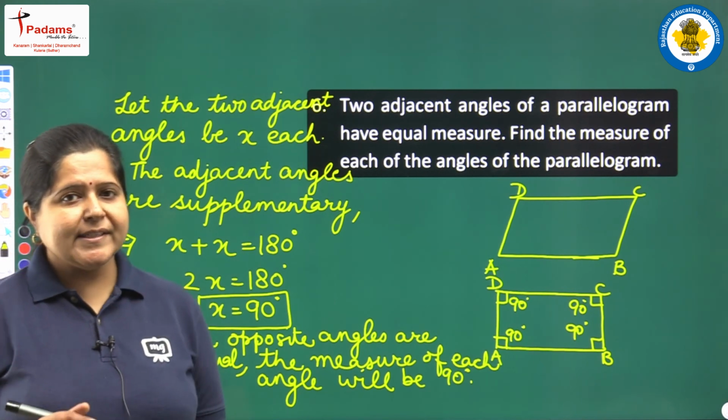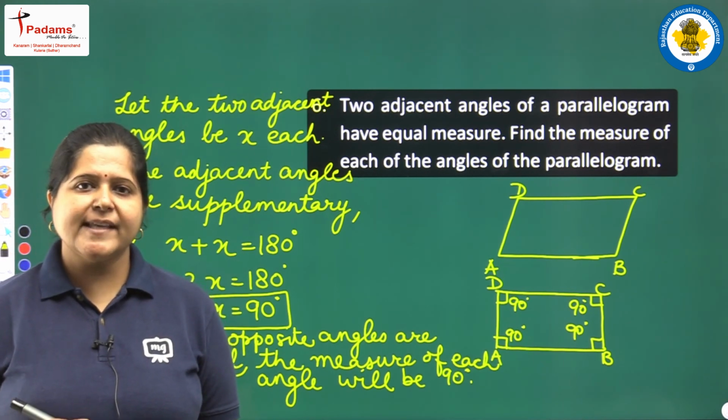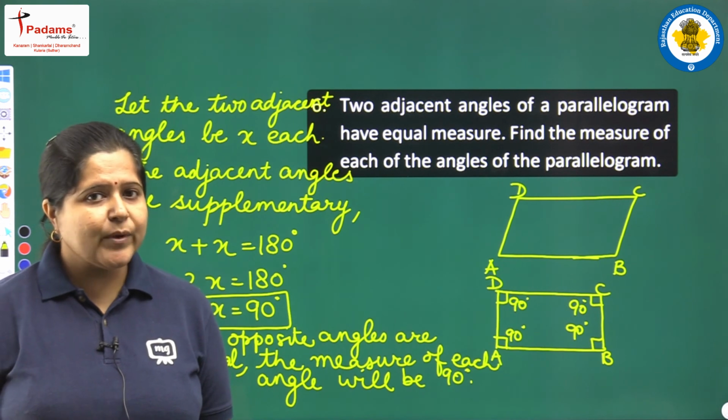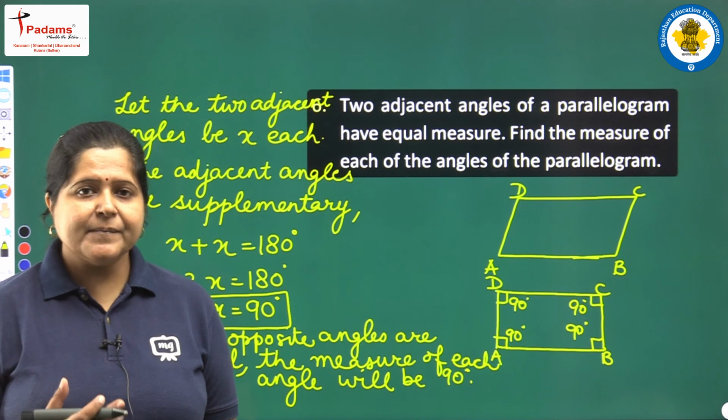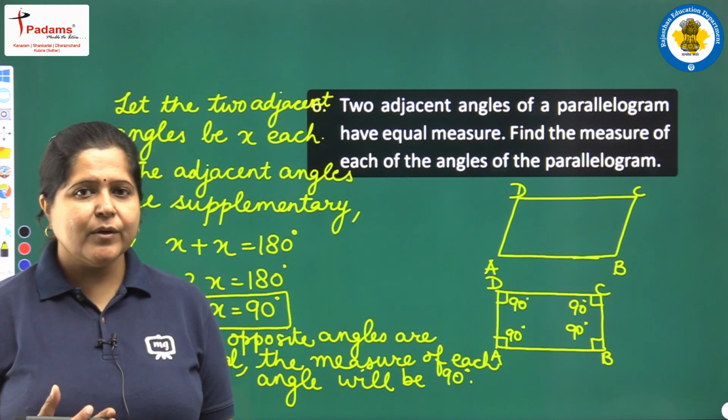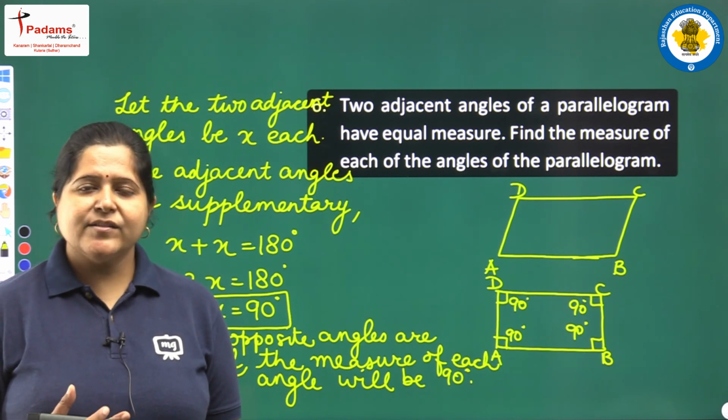So these were question number 1 to 6 from exercise 3.3. All these questions were based on the properties of a parallelogram. We will be taking up some more questions in our next video, remaining questions of exercise 3.3.